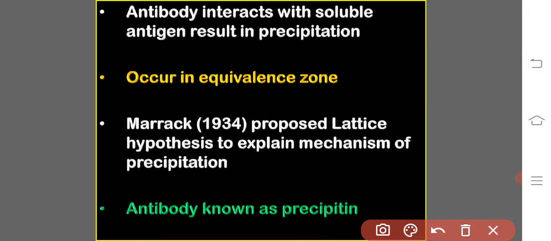Marrack in 1934 proposed lattice hypothesis to explain the mechanism of precipitation. According to this concept, multivalent antigen combines with bivalent antibody in varying proportions. Precipitation results when a layer of lattice is formed consisting of alternating antigen and antibody molecules. This is possible only at zone of equivalence. In the zone of antigen and antibody excess, the lattice does not exist.